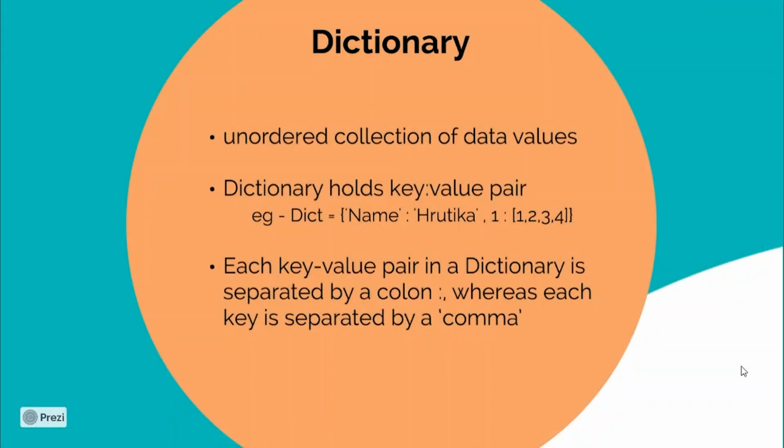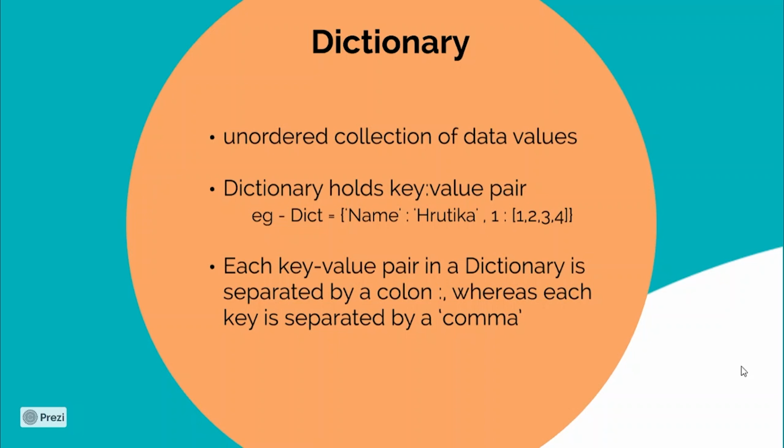So dictionary in Python is an unordered collection of data values used to store data values like a map. Unlike other data types that hold only a single value as an element, a dictionary holds key-value pairs. Key value is provided in the dictionary to make it more optimized. Each key-value pair in a dictionary is separated by a colon, whereas each pair is separated by a comma.